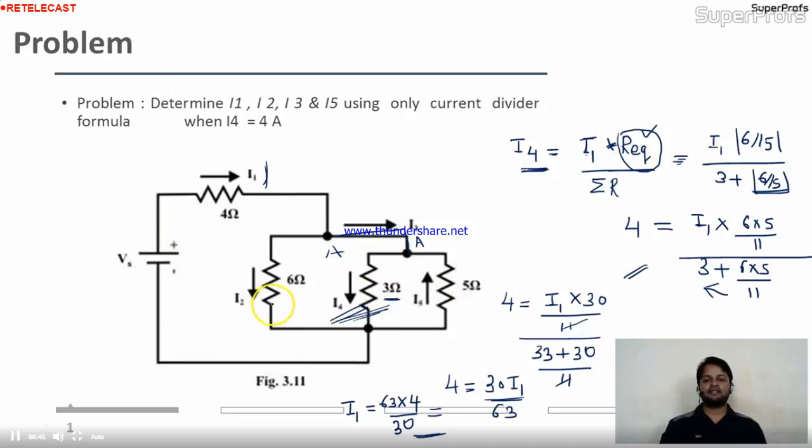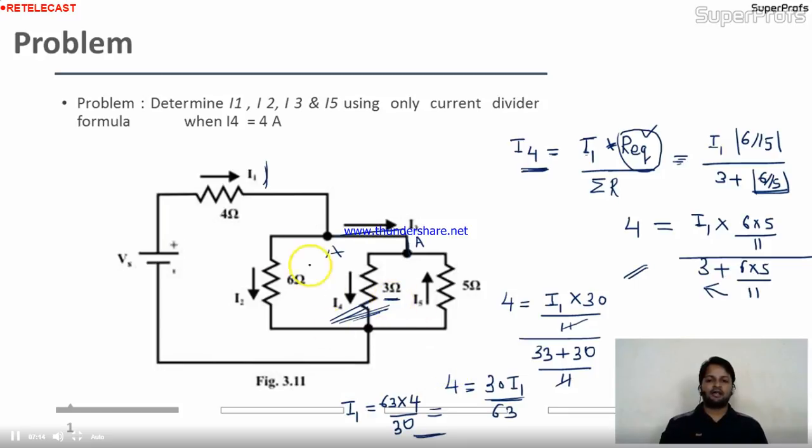They are connected in parallel combination. So I resolve this 6 and 5. If they are connected in parallel, the combination is 6 into 5 divided by 11. So I put the values in the formula and finally I get I1 is nothing but 63 into 4 divided by 30. We can further simplify this and it will be up to you.